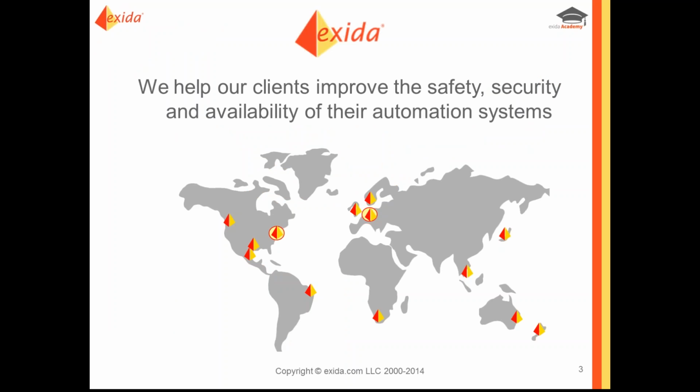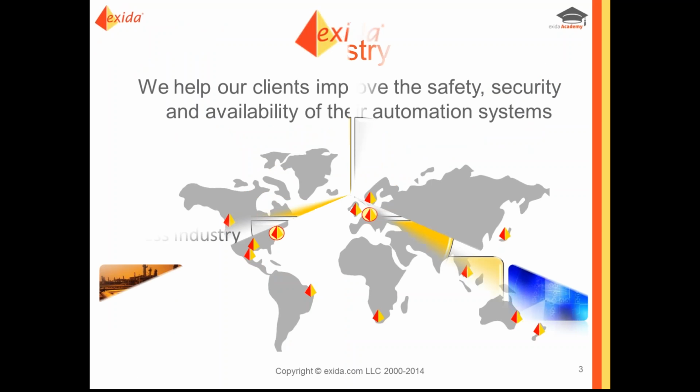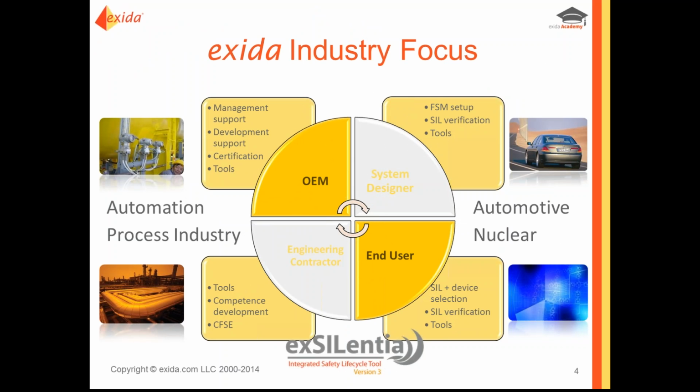A little bit about Exeter before we get started here. We are a worldwide company. We have international headquarters located in northern United States, in Pennsylvania, and also in Germany, just south of Munich. Exeter is involved with the complete supply chain of functional safety and security-related applications across multiple industry sectors, from original equipment manufacturers, you can see in the upper left, to end users, which are in the lower right.